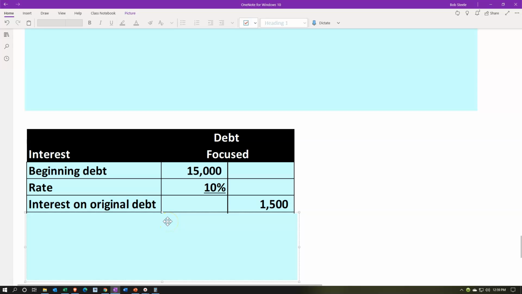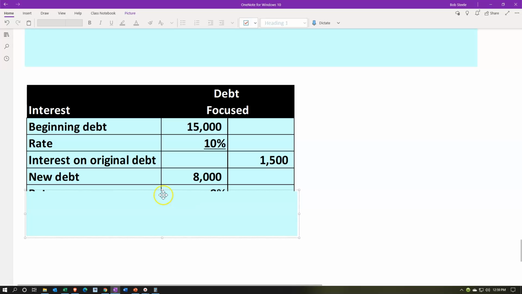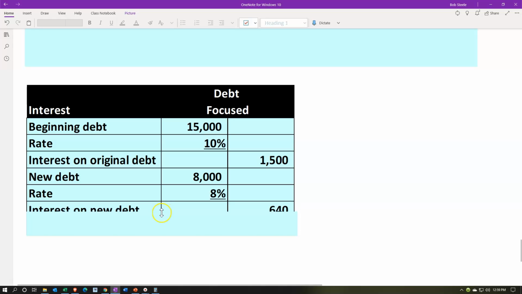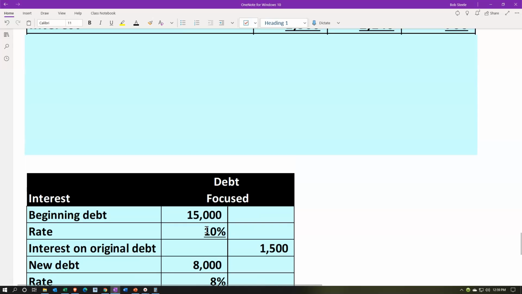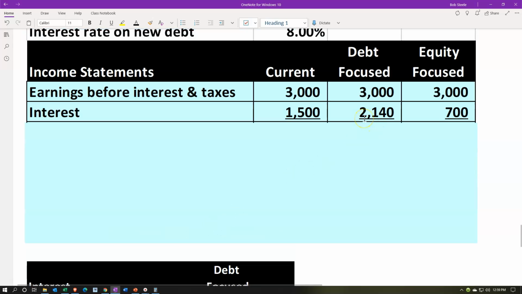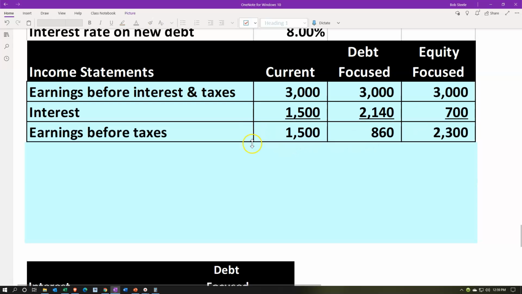That's going to give us the original interest of the 1,500. Now we have the new debt of the 8,000. Now it's only at 8% as opposed to the before, which it was at 13%. That's going to give us the 640. If we add the 1,500 plus the 640, we're at the 2,140. So we have the 2,140 here. The equity interest is going to be the same because it's going to be the interest on the original loan that we paid down. So that 700 is the same as the prior scenario, only difference being on the debt plan.